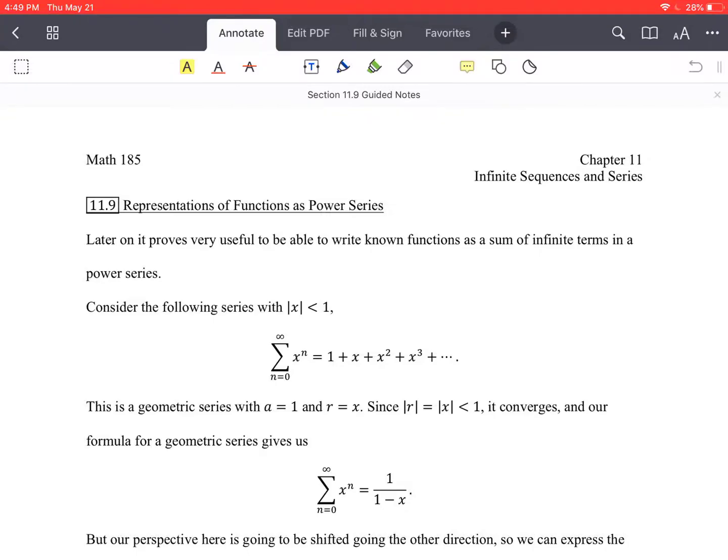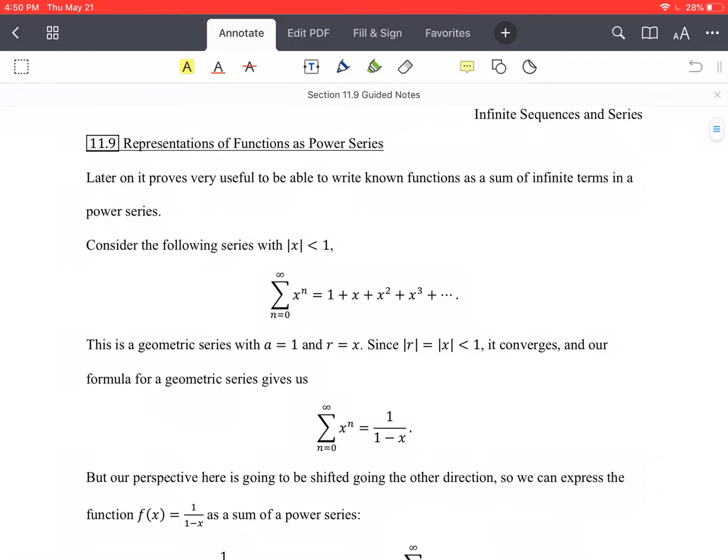Hi everybody, we are in section 11.9 talking about representations of functions as power series. So we introduced in the last section the concept of a power series, and here we're going to start looking at how we can work with functions, interpreting them as power series, and kind of how that's going to be useful for us.